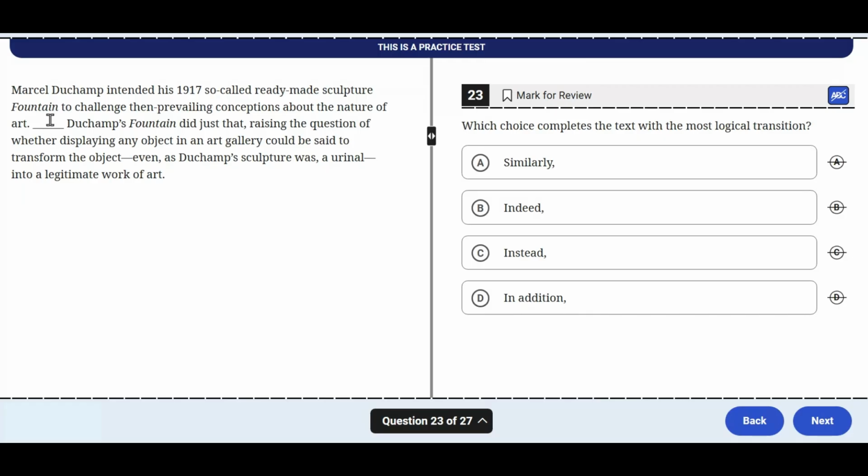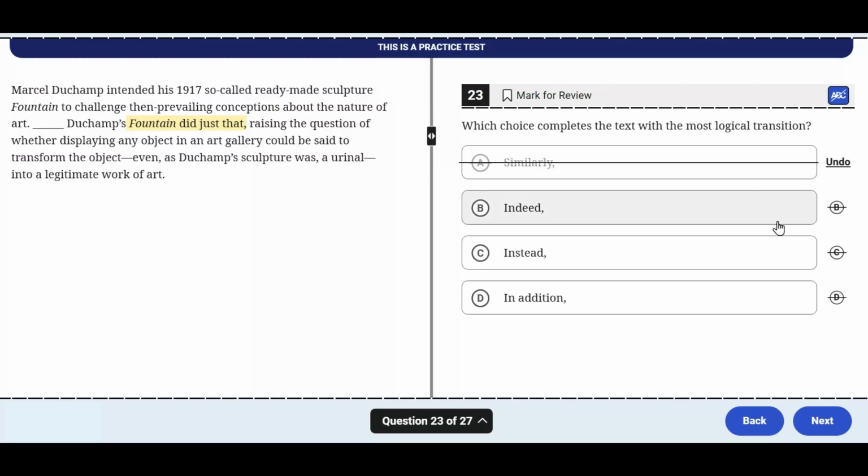Well, if I were to fill it out, it kind of sounds like he had a goal, and then he did just that, but then it expands even further beyond that. And so I would think it would be some kind of word that would suggest that, like furthermore, extending that relationship. And so you can see it's not similarly because it's not comparing two things. It's not saying there's a similar circumstance that happens later on. It presents a goal and then presents what happens within that exact situation. So it can't be similarly.